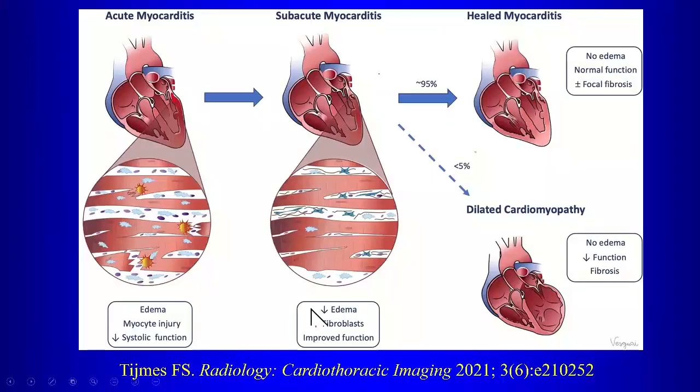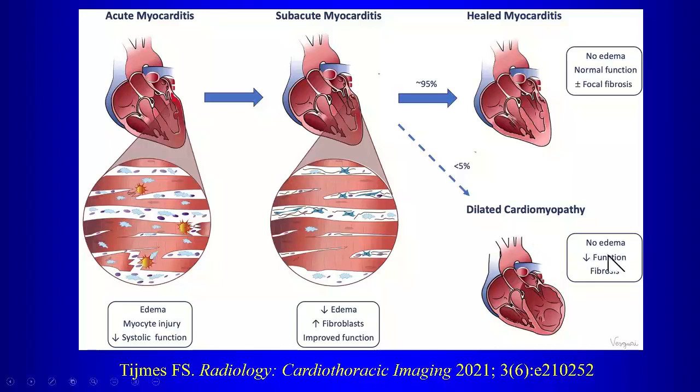Here for myocarditis, with acute myocarditis, we get edema, we get myocyte injury, and acutely there might be decreased systolic function. In the subacute phase, the edema goes down, but you might start to have some scarring, some fibroblast proliferation. The function improves. Most patients go on to heal, with no edema and normal function, although some may be left with some regions of focal fibrosis that we can still see on MR. And then for a very small percent, less than 5%, they go on to develop dilated cardiomyopathy.